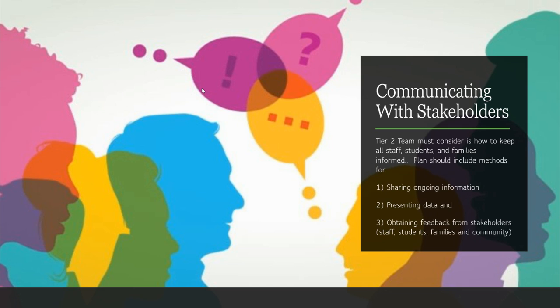So that plan should include methods for, one, sharing ongoing information: how are we going to present data that we are collecting and show how well the implementation is going, and how they're going to obtain feedback from stakeholders, which, like I said, include staff, students, families, and community. How are we going to ensure that we are hearing the voice of our stakeholders? And we know providing voice to your stakeholders is a culturally responsive practice, and that has to be an intentional process that is planned out.